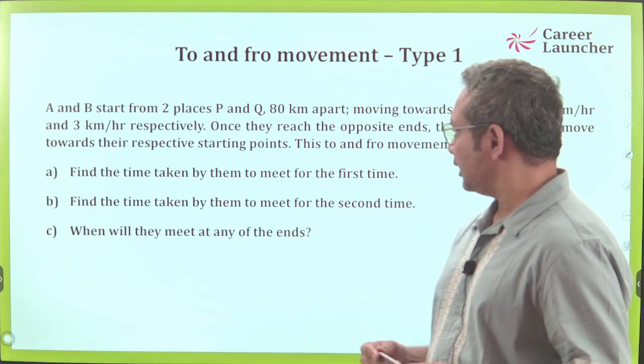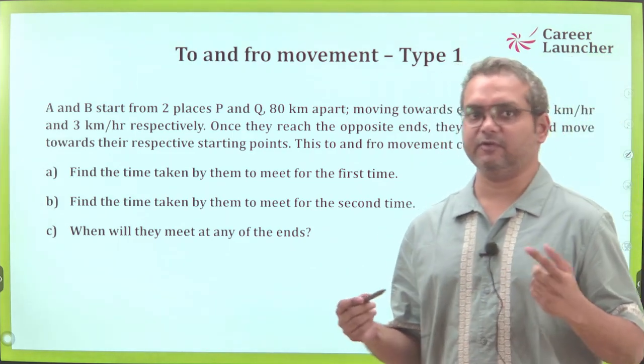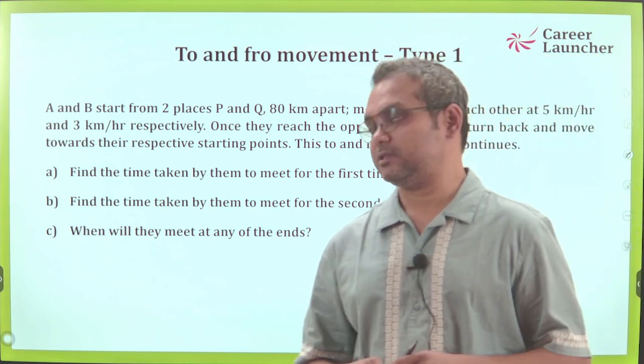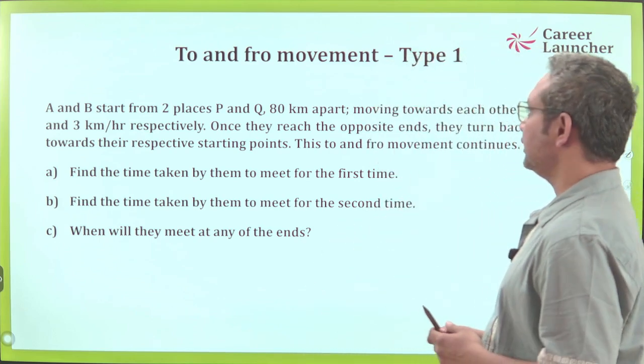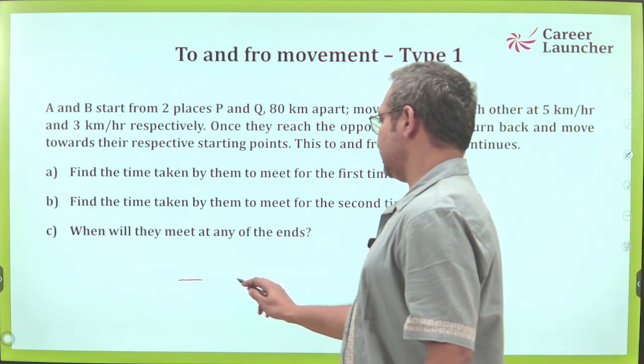Today we will be looking at a question on time and distance which involves to and fro movement. So there are different versions of this to and fro movement type of question. This is type 1. So it says A and B start from two places P and Q. So let us draw P and Q.